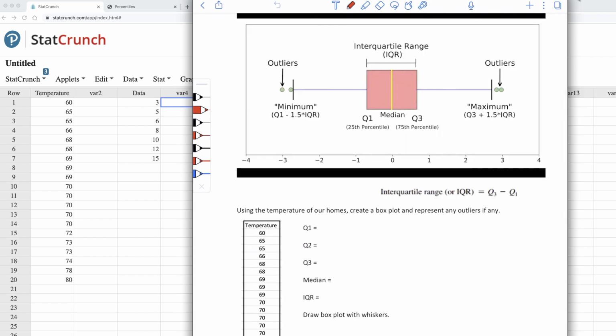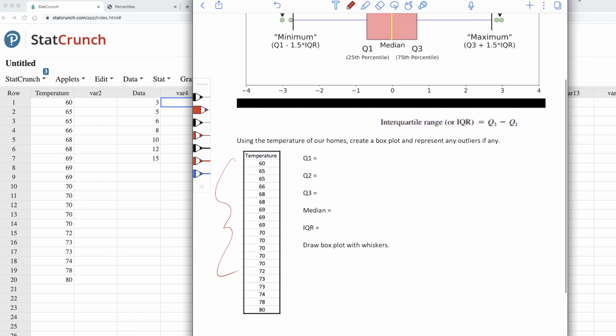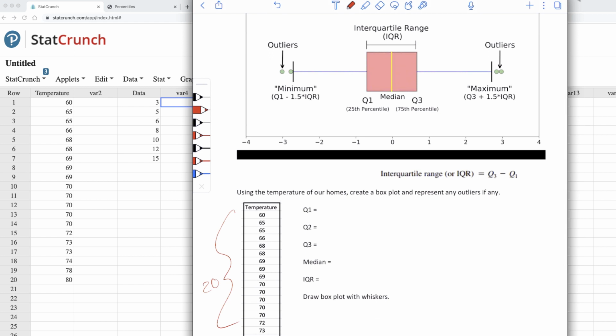Let's create our own box plot here with our data. This data here is the temperature data. And if we look at it, there are 20 data points. We count them all up, there are 20 data points in here. And we're going to create a box plot by hand. So we need to figure out Q1, Q2, Q3, the median, the IQR, and then we just draw it. Now remember, Q1 is actually the 25th percentile, the 50th percentile, the 75th percentile. The IQR, the interquartile range, is just Q3 minus Q1. So we'll be able to get that once we get our first values.